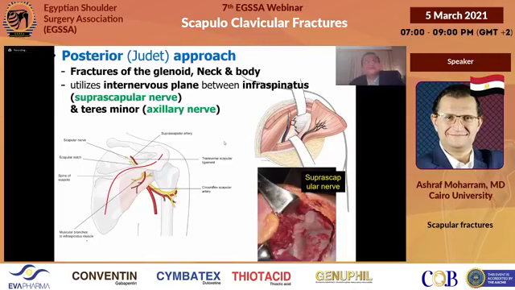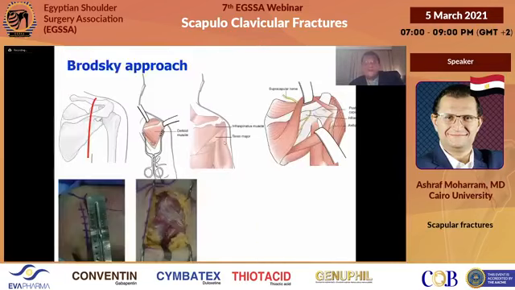What about the Judet approach? It is the classical approach. It uses an internervous plane between the infraspinatus and the teres minor. The infraspinatus is elevated off the back of the scapula, and we elevate it to expose the whole body. We rotate the infraspinatus superiorly, based on the suprascapular nerve, which is its nerve supply.